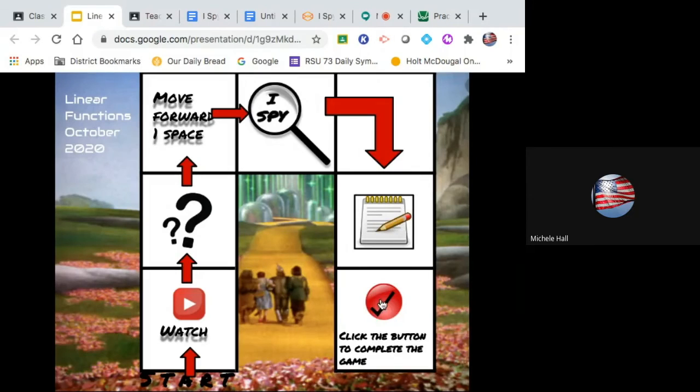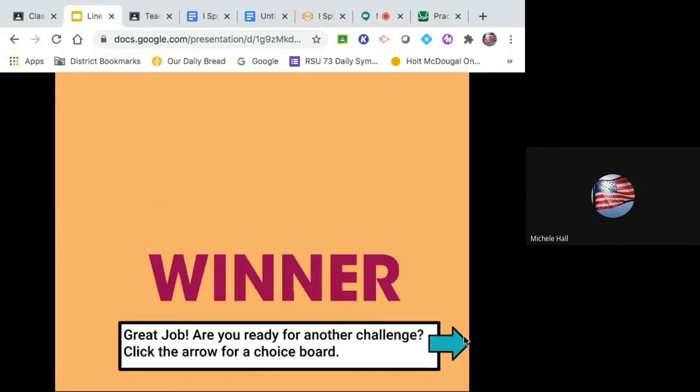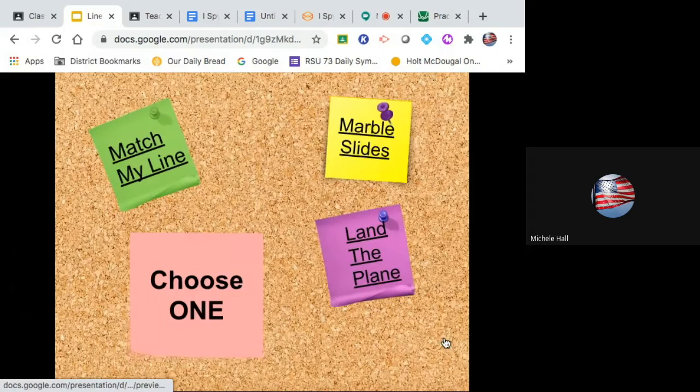And then when you click on this, click the button to complete the game, and then it says go to the arrow. One thing you have to do, you only have to pick one. Pick any one of these to do, and then that was the entire week's assignment. Desmos, a Google form on growth mindset, and a Desmos activity. Remember which one's the best out of these ones? Marble Slides was awesome. That's my favorite. Land the Plane is okay. Match My Line's pretty good, but Marble Slides, that's the funner one.